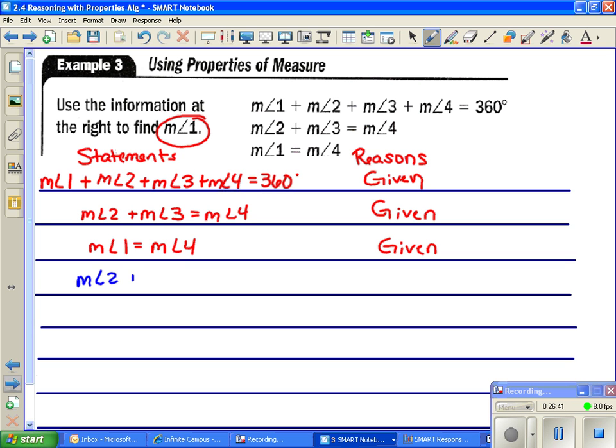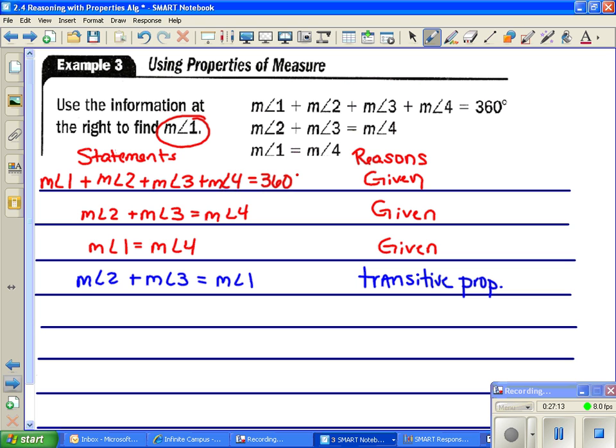So he said the measure of angle 2 plus the measure of angle 3. Okay, since it's the measure of angle 4, and this is the measure of angle 4, it's going to be the measure of angle 1. And he just used the transitive property. Okay, it's not where I would have started, but that's fine. It still works. All right, so you use the transitive property on that. Now what would you do?